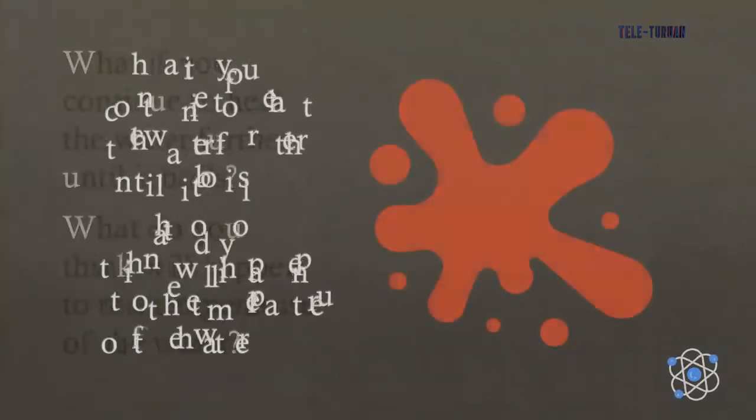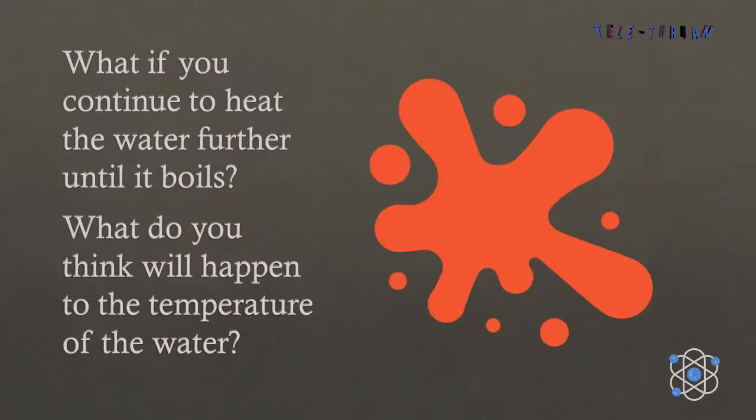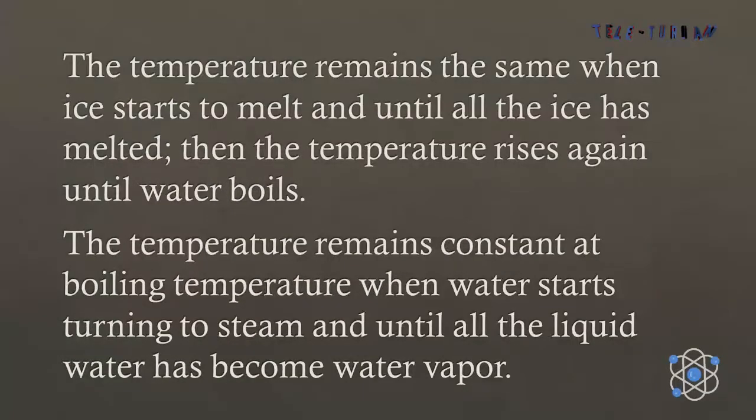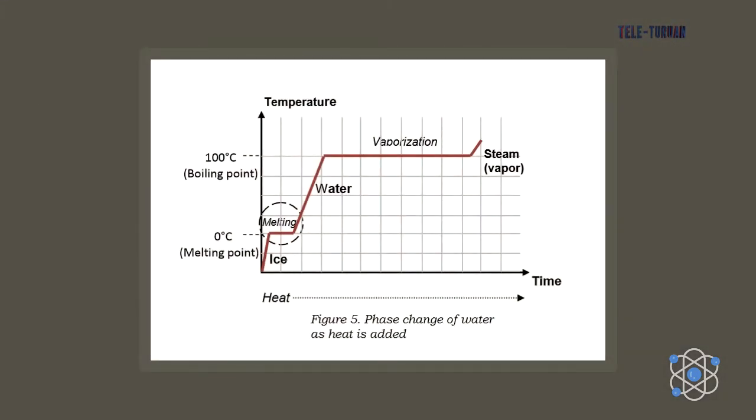What if you continue to heat the water further until it boils? What do you think will happen to the temperature of the water? The temperature remains the same when ice starts to melt and until all the ice has melted. Then the temperature rises again until water boils. The temperature remains constant at boiling temperature when water starts turning to steam and until all the liquid water has become water vapor. This can be illustrated by this graph.